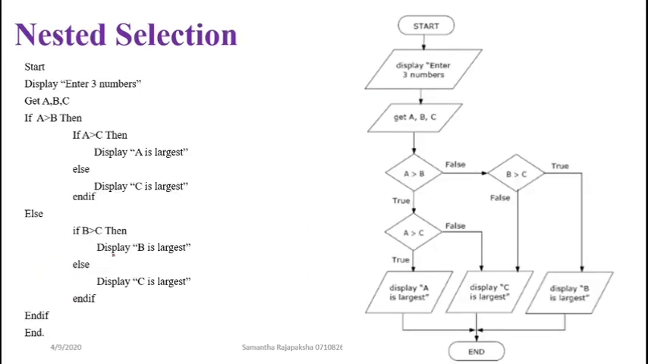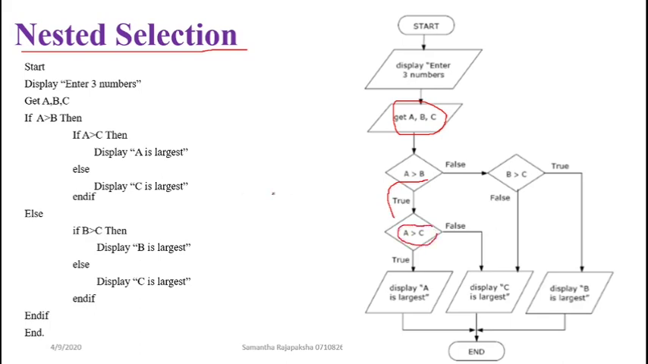And this is a little bit more complex one. This is what we call nested selection. That means there's a selection inside the selection. Now in here, we need to enter the 3 numbers A, B, C, and first we check whether A is greater than B. If A is greater than B, if it is true, what do you do? If A is greater than B, we check whether A is greater than C.